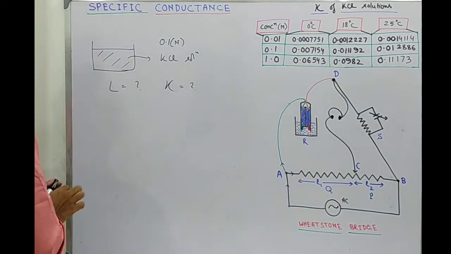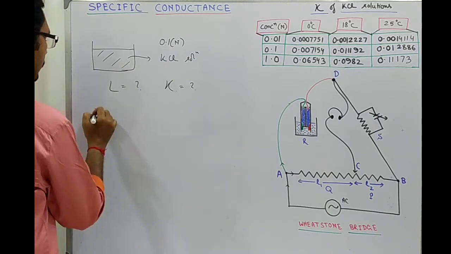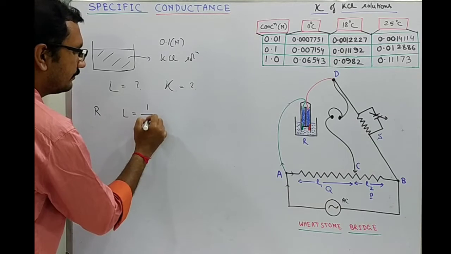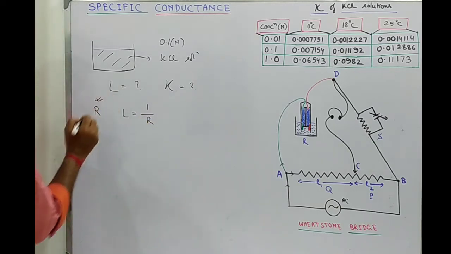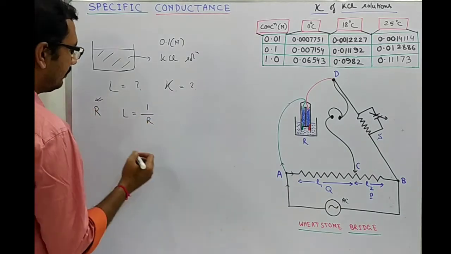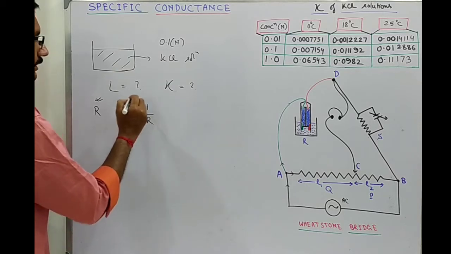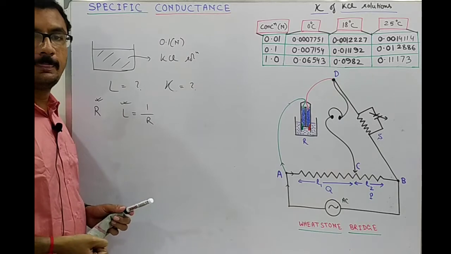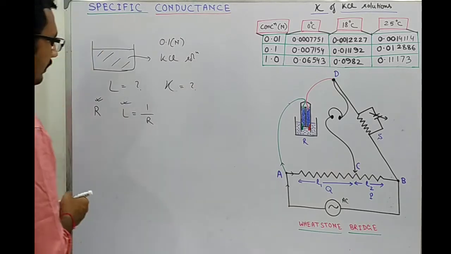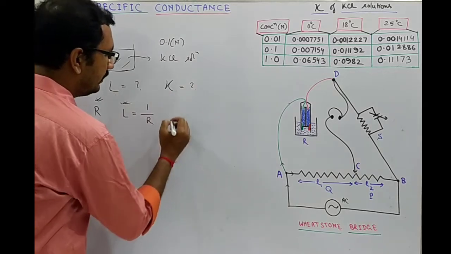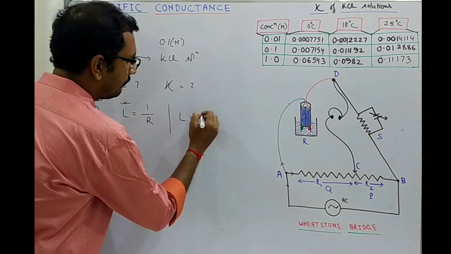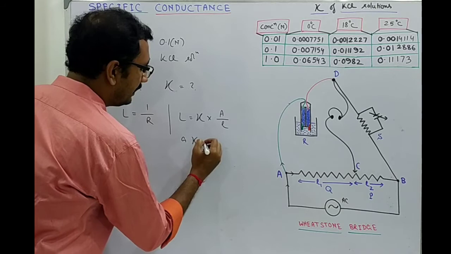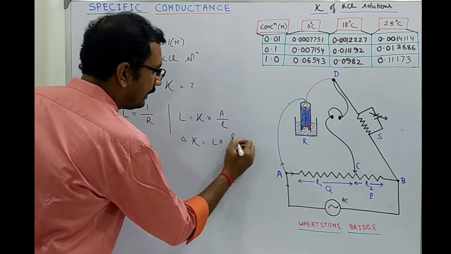So, what we have till now? We got the value of R. Now, we know conductance is reciprocal of resistance. Since we got the value of this one using the principle of Wheatstone bridge, we can have the value of conductance. So, this is how conductance is measured, very simple. Now, what is the relation between this L and kappa? L equals kappa into A by l, or kappa equals L into l by A.